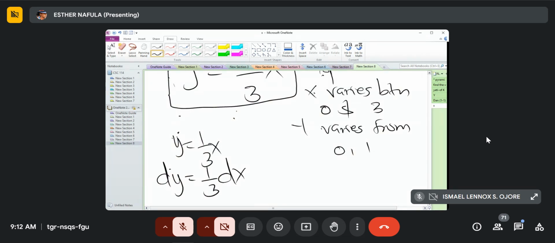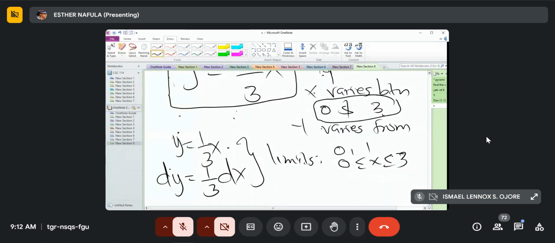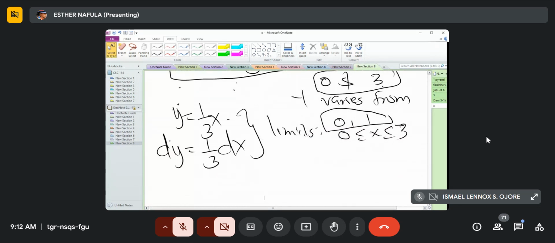So go back to your integration. If you're writing everything in terms of x, then that means the limits will be 0 to 3. We use the limits of x. If you write everything in terms of y, then the limits of integration will be the values of y. So you use the limits 0 to 1. So first, let's write everything in terms of x. In place of x, substitute with a third y. In place of y, substitute with a third x. Anywhere you see a dy, replace it with a third dx.